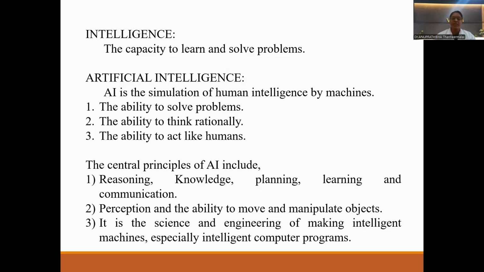So the central principles of AI include reasoning, knowledge, planning, learning, and communication. Perception and the ability to move and manipulate objects. It is a science and engineering of making intelligent machines, especially intelligent computer programs. So in this artificial intelligence, it is the outermost layer, in which the first subset of artificial intelligence is machine learning, and the next subset of machine learning is deep learning. The intersection of all these three, artificial intelligence, machine learning, and deep learning, is data science.